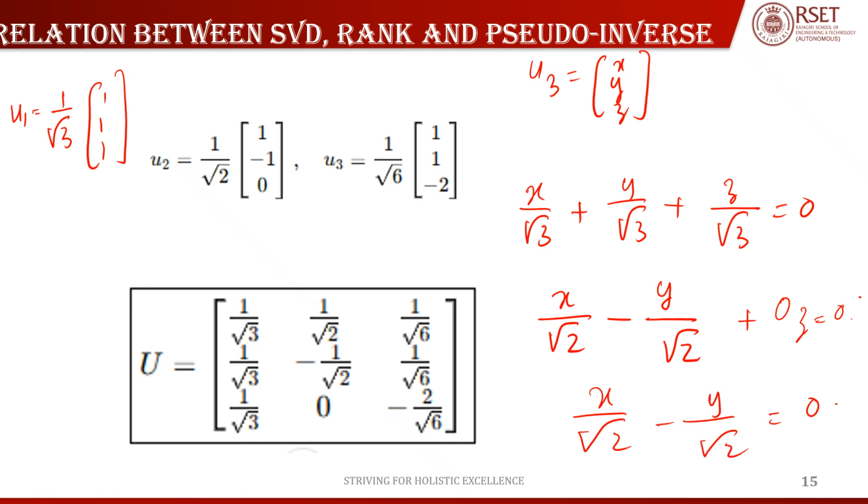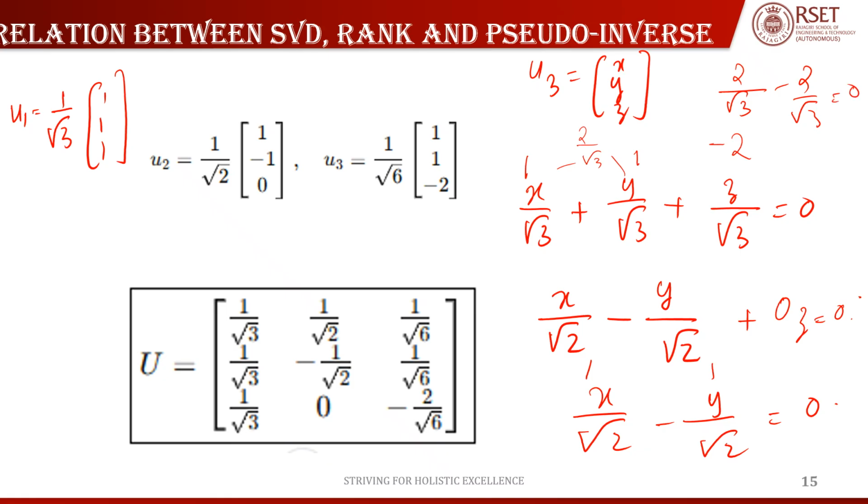So from here you can choose the values of x and y arbitrarily to be 1 and 1. But before that you should also make sure it is satisfied by this equation also. So let me choose x to be 1, y to be 1, and substitute it in my first equation. What happens? 1 by root 3 plus 1 by root 3 will constitute 2 by root 3. So in order to get 0, I should choose my z to be minus 2. Then 2 by root 3 minus 2 by root 3 will be equal to 0.